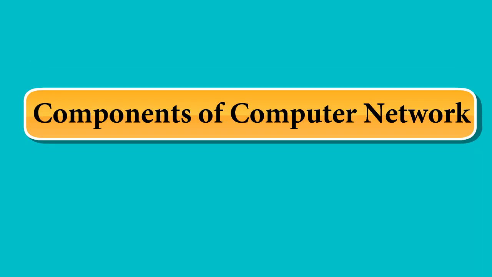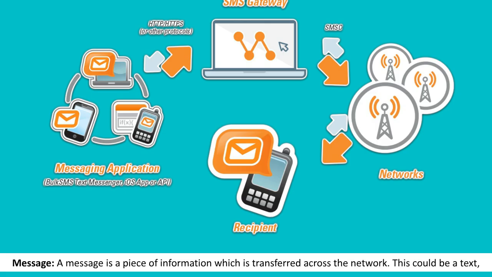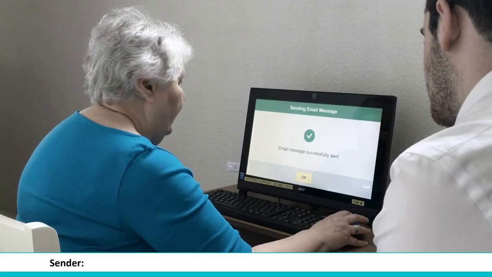Components of computer network. The various components of computer network are message. A message is a piece of information which is transferred across the network. This could be a text, voice, image, video, or other media. Sender. Sender is the source of message. It could be a computer or the person who sends the message across the network.